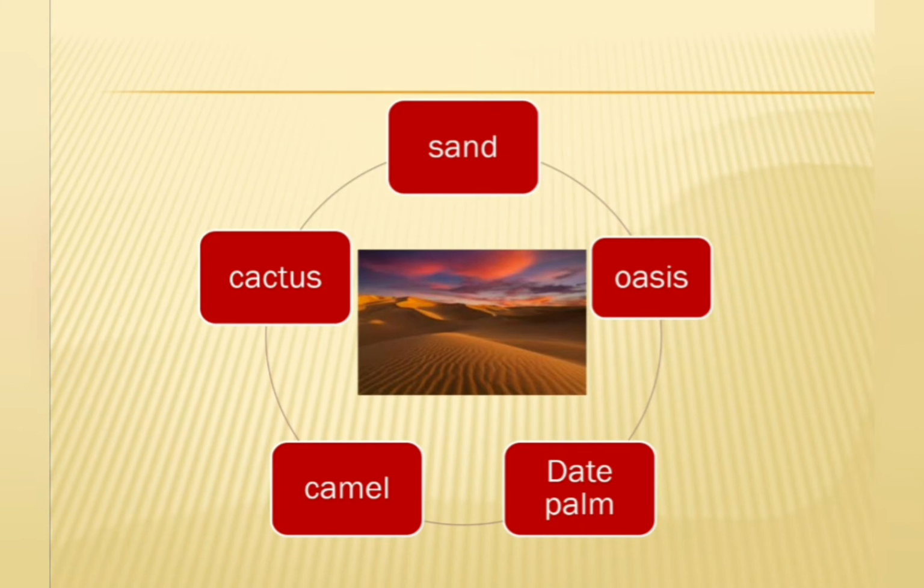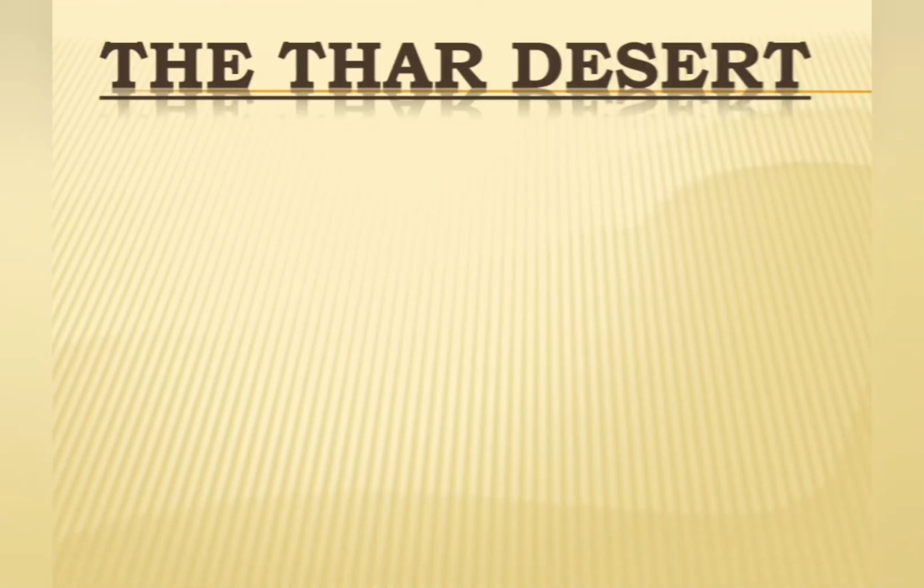Can you see the mind map related to a desert? Can you say the things which are associated with the desert? Yes, you are right. Very good. Repeat the answer. Sand, then cactus, oasis, then camel, date palm. Very good. Thar Desert. The Thar Desert is also known as Great Indian Desert.